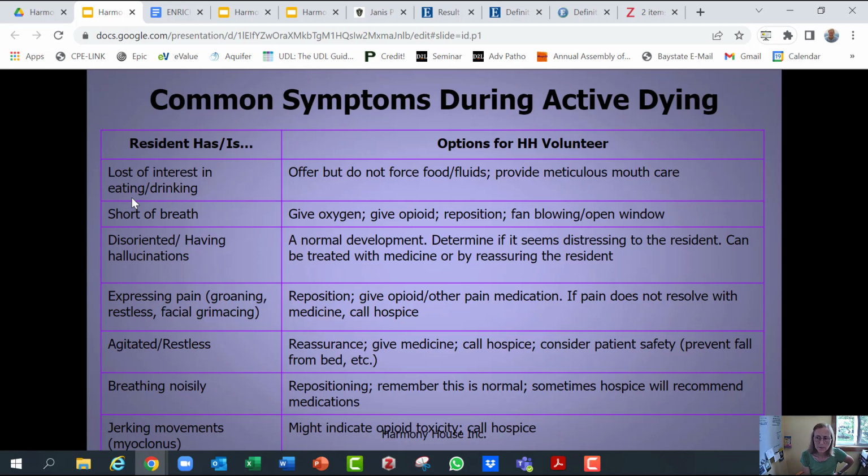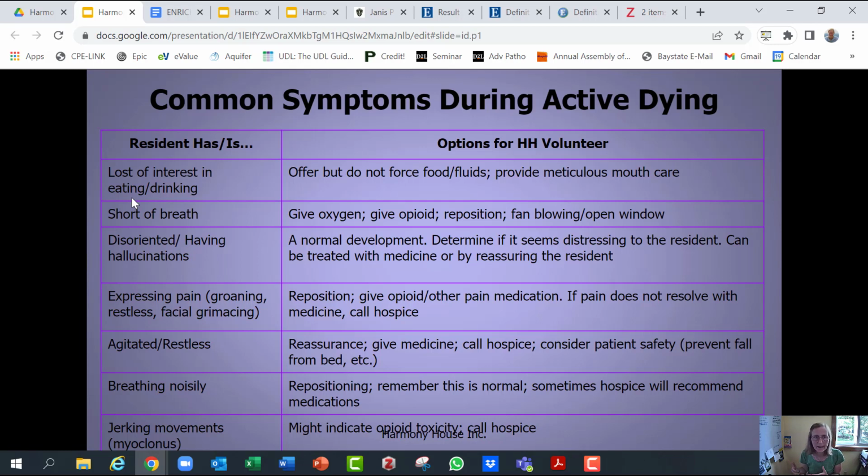Residents can also sometimes become disoriented or have hallucinations. This is normal and a part of the natural dying process. Now, we do need to differentiate between hallucinations that are distressing and hallucinations that are either comforting or benign. So we're going to take our cues from the resident.